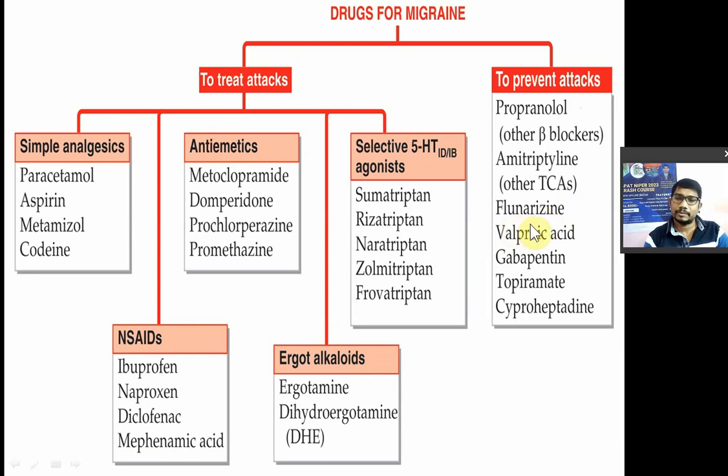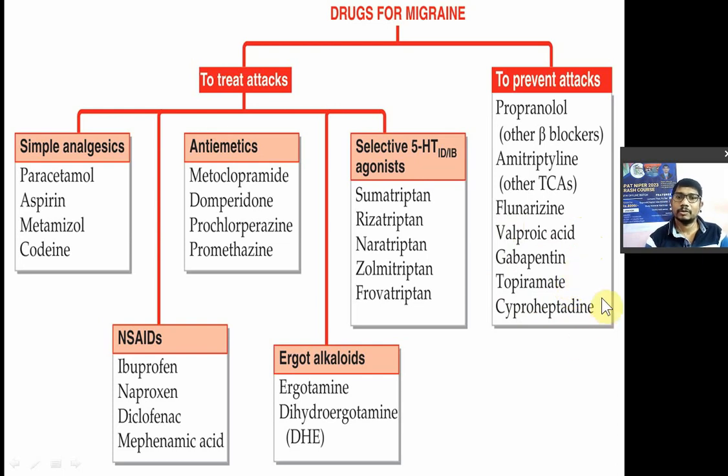Flunarizine is a calcium channel blocker plus sodium channel blocker. Now valproic acid, gabapentin, topiramate, all these three drugs are nothing but the drugs used in epilepsy. So these are anti-epileptic drugs, and they are also used for the prevention of migraine attack. Recently, topiramate has been approved for the acute attack of migraine, right?